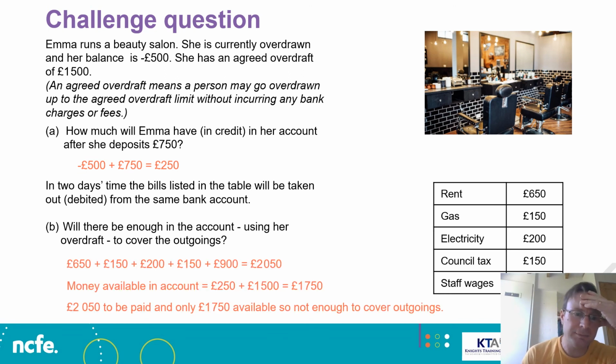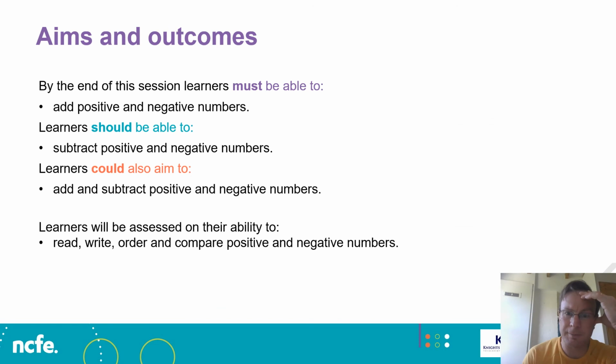So the answers here: £650 plus 150 plus 200 plus 150 plus 900 is £2,050. The money available in the account was the £250 previous, and now her £1,500 overdraft. Added together, that's £1,750, and so £2,050 will be paid, but there's only £1,750 available, so there's not enough to cover the outgoings.